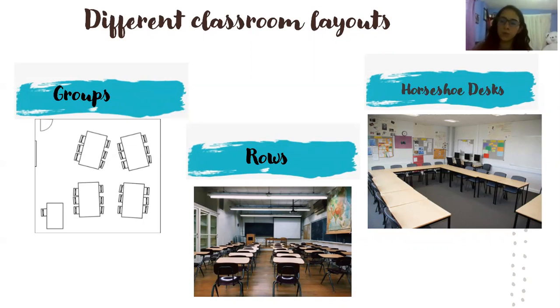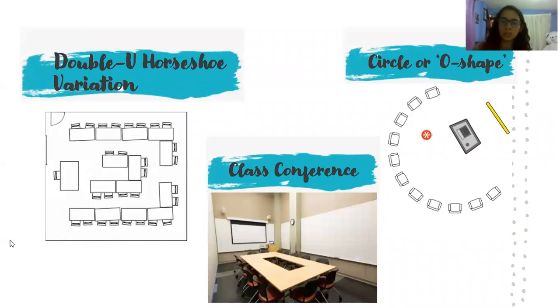Okay, the first one is groups. As you can see, it's just a table with 6 students. The other one is rows. So here is like a traditional one, and it is lined up in the classroom. The other one is horseshoe desk. So here, as you can see, is like a rectangle, and the teacher is in the center. The other one is double horseshoe, sorry, and here is like two rectangles in the classroom, and the teacher continues being in the center.